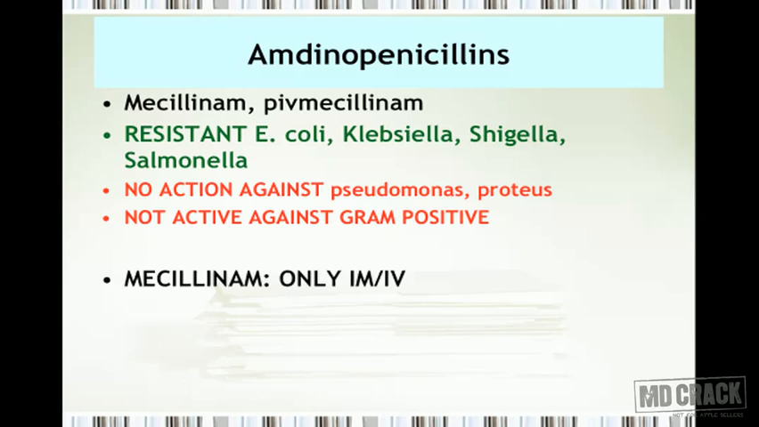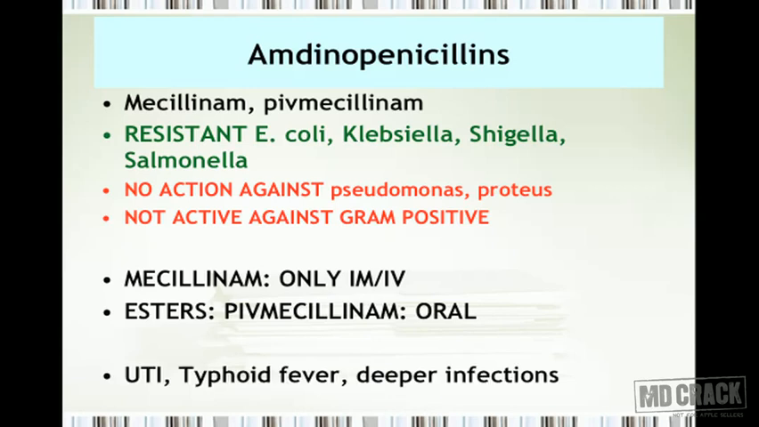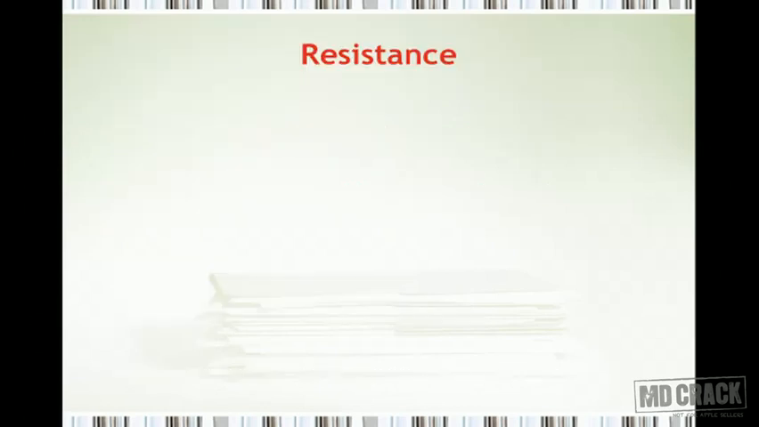Mecillinam is used only parenterally, intramuscular or intravenous, and the ester, that is pivmecillinam, is useful by the oral route of administration. So we use them for urinary tract infections, typhoid fever, and for deeper infections. After amdinopenicillins, we discuss another important issue. Let's go to the next slide.